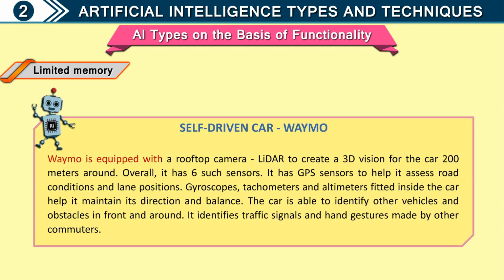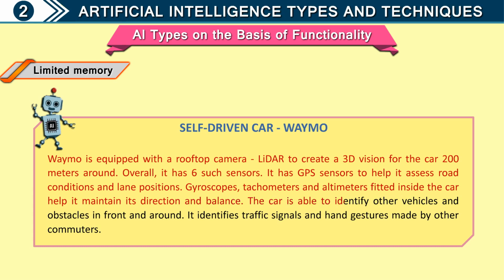Waymo is equipped with a rooftop camera, LiDAR, to create a 3D vision for the car 200 meters around. Overall, it has 6 such sensors. It has GPS sensors to help it assess road conditions and lane positions. Gyroscopes, tachometers and altimeters fitted inside the car help it maintain its direction and balance.